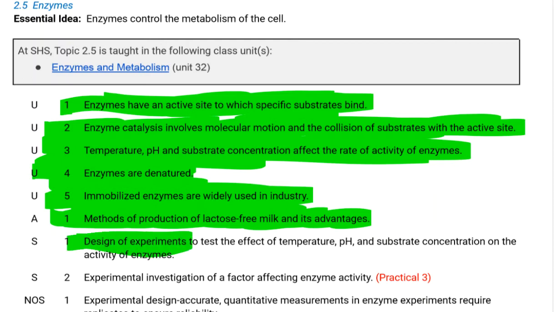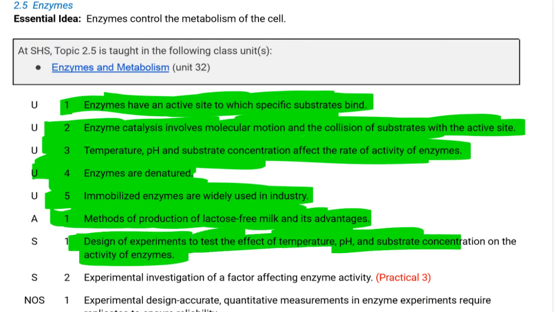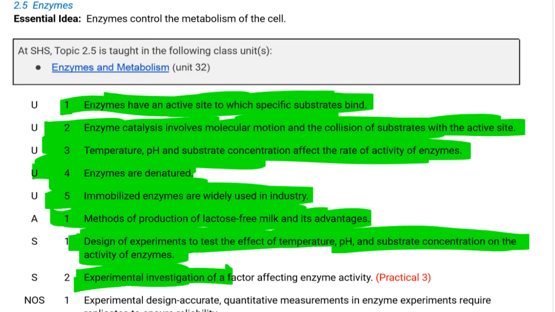Next, we need to talk about experiments that test the effects of pH, substrate concentration, etc., on the activity of enzymes. Just give it a YouTube search and you'll be able to find good experimental investigations for factors affecting enzyme activity. You can do some more Google searches, or your school will actually do a prac on it. Many schools do that.